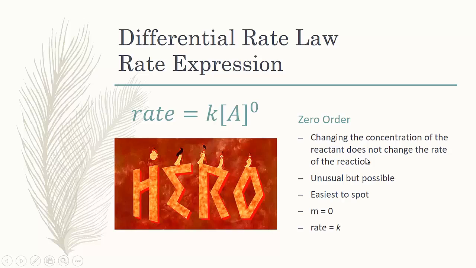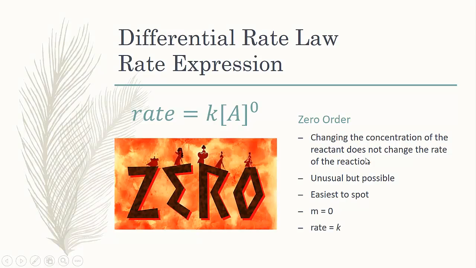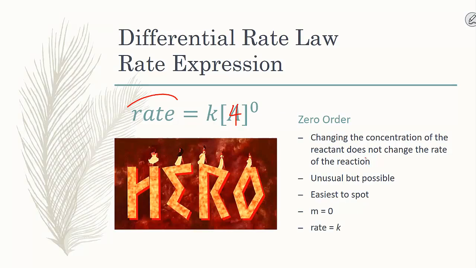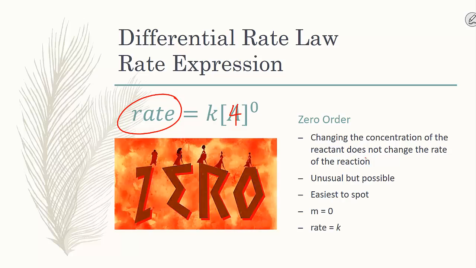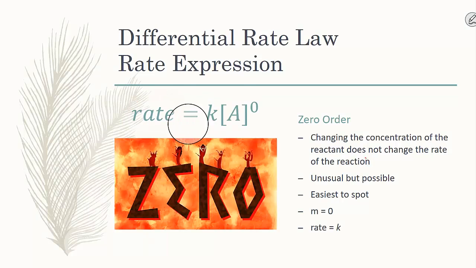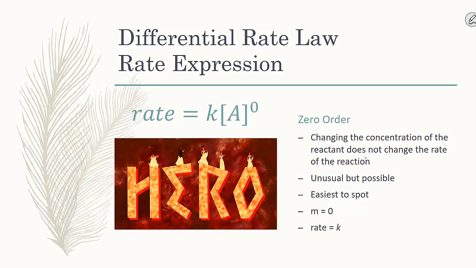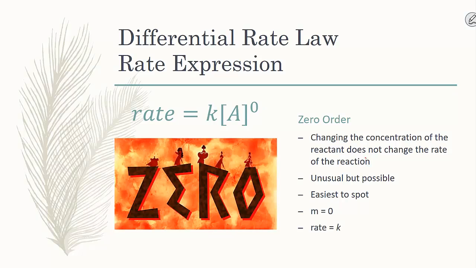So anything that is zero order, no matter what we do to the concentration, if we double it or even quadruple it, it's not going to affect the rate. The rate will remain constant. So anything zero order is not going to have impact on the rate of the reaction. So these are often the easiest to spot.